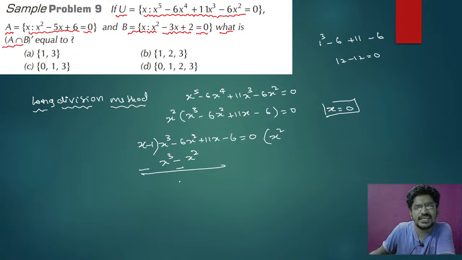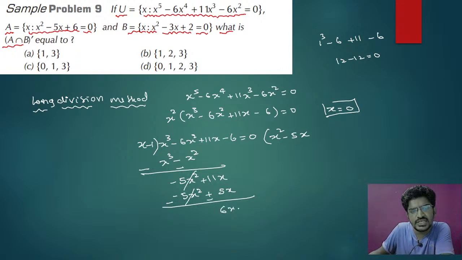Minus 6x square plus x square will be minus 5x square plus 11x. So you take minus 5x, so that will be minus 5x square. Minus into minus will be plus 5x. So you subtract this, these two terms will get cancelled. You are going to get 6x. You have minus 6, so here you can take now plus 6. So if I take plus 6, it will be 6x and it will be minus 6. You subtract it, both will get cancelled.